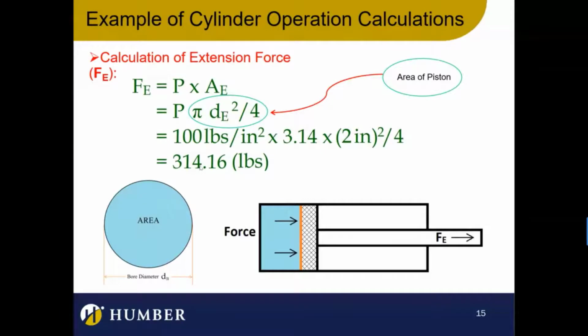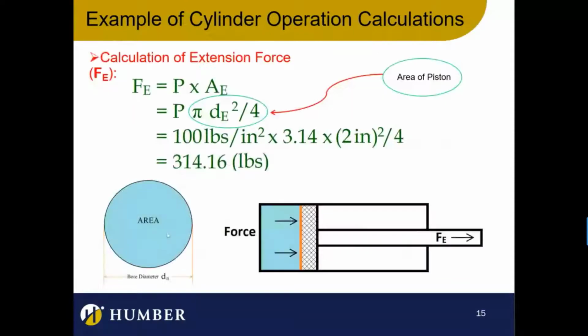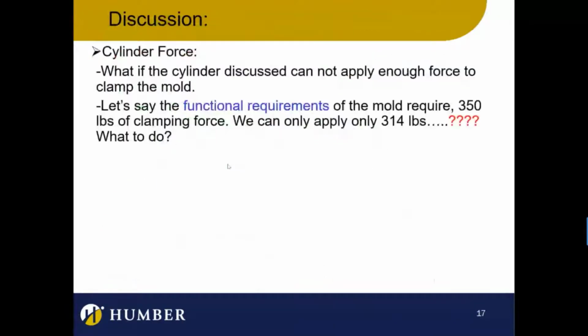Okay, good. So if I had a cylinder with a 2-inch bore, and my PSI was 100 PSI, it would generate 314 pounds of force. Okay, what if I needed 350 pounds of force? What are my options? I need 350 pounds of force, but this thing will only apply 314. What do I do? Floor's open.